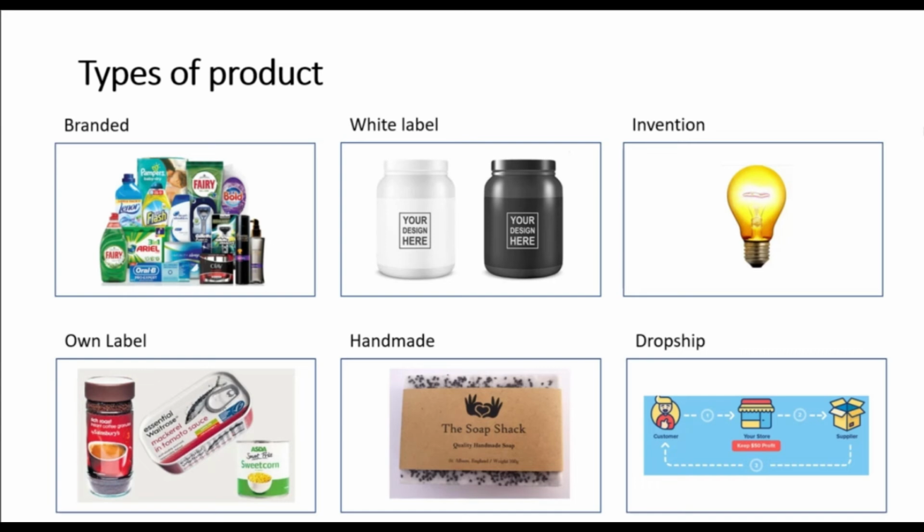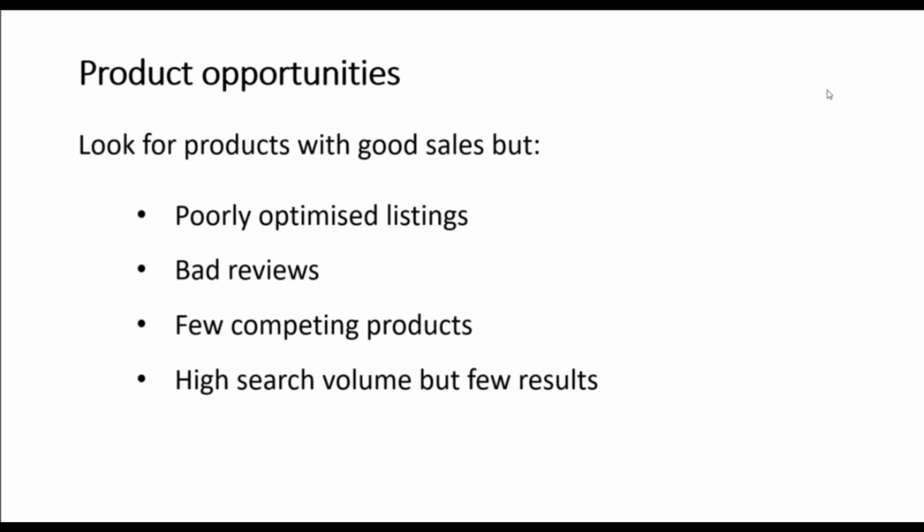Bear in mind that it is difficult to create demand where there is not demand for a product already. If you are looking to develop your own white label or own brand products, you should be looking for opportunities on Amazon and other marketplaces where sales are good, but where the current products available are substandard. For example, the products might have poorly optimized listings, so poorly written descriptions, bad images, for example. They may have low reviews. There could be few competing products, or it could be that there's a high volume of searches but few results. By using filters on products like Helium 10 and Jungle Scout, you can identify these opportunities.